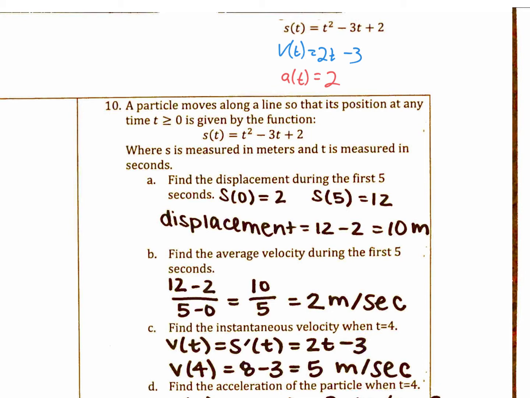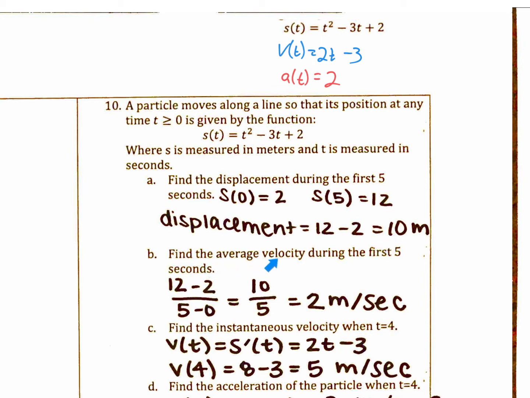Okay. Find the displacement, so change in position, during the first 5 seconds. So I need to know, where was it at the starting time? Where was it after 5 seconds? So plug in 0 for t, plug in 5 for t. The difference between these two values will tell me how far it has moved. So it started at 2, it ended at 12, that means it moved forward 10 meters.